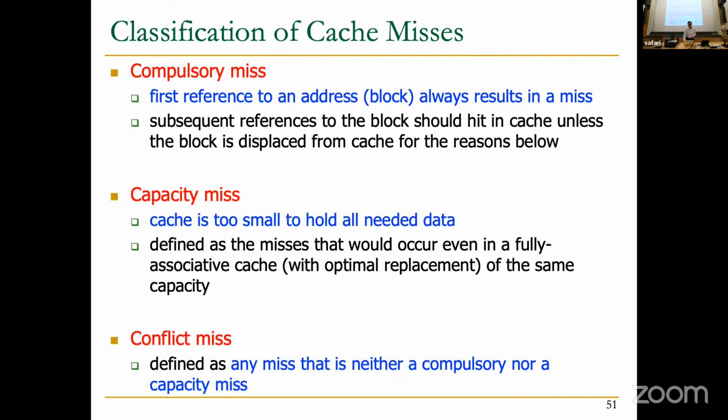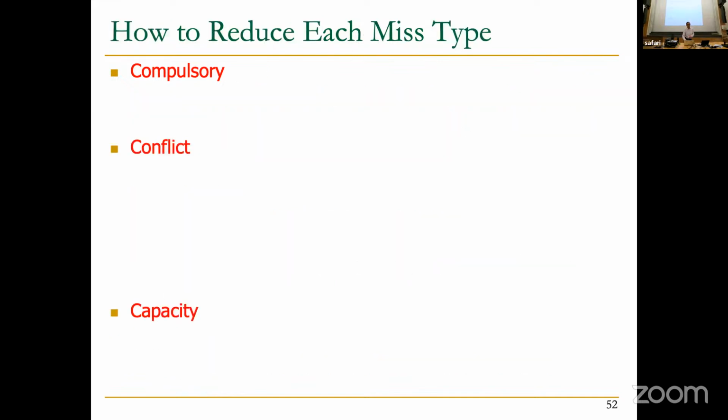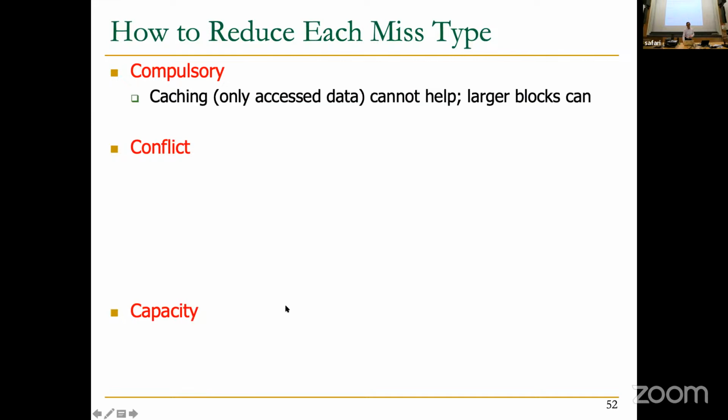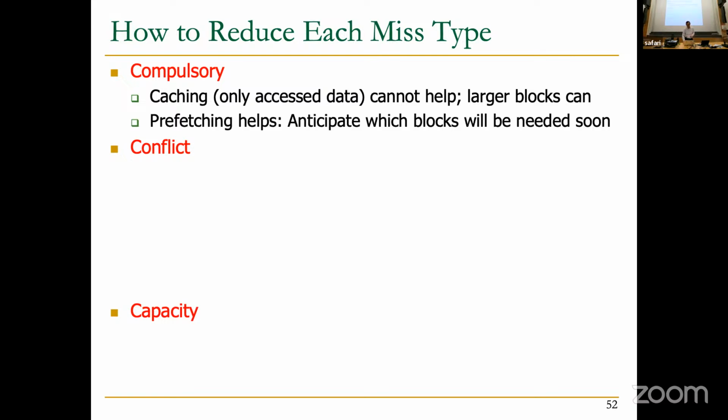If you don't have a fully associative cache, basically, by definition, it's a conflict miss if it's not a compulsory miss. Okay, so how do you reduce each miss type? Compulsory: caching only accessed data doesn't help, basically. Because caching says, I access the data, I'm going to re-access it again, I'm going to cache it. So you need to do something else. You can have larger blocks. Larger blocks can actually eliminate compulsory misses that occur with smaller blocks, right? That's possible. But what we're going to discuss tomorrow, prefetching, actually helps. The idea is to anticipate what you're going to need next and prefetch into the cache, as opposed to waiting for the processor to access it.